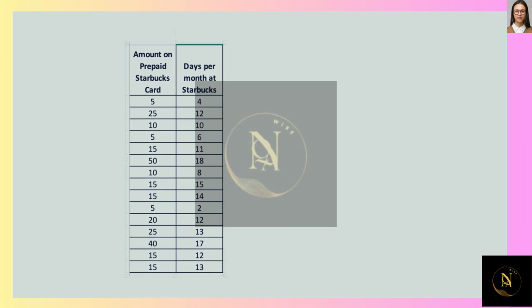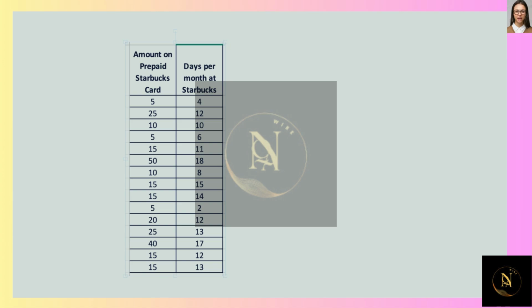Then it says, Starbucks enjoyed considerable success with the debit cards. Respondents are asked the amount on the prepaid card and the number of days per month the customer makes a purchase at Starbucks. What sales implications might be evident from this analysis? Use the following data to complete A through F. So determine the equation of the regression line for the data. You may use your calculator to find the line.